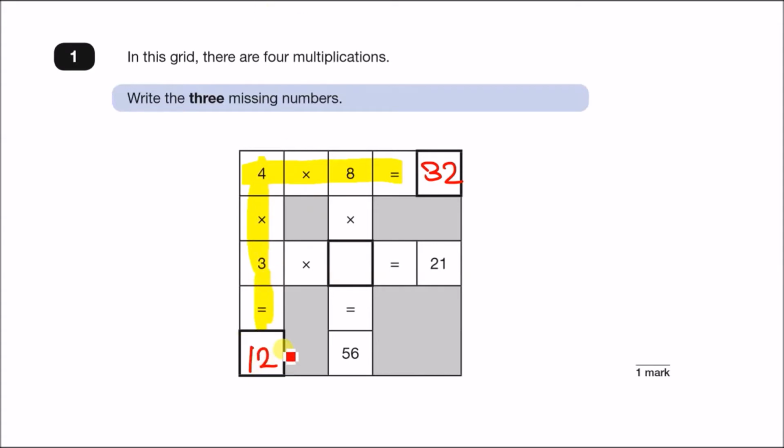All right. And lastly, we can go either 2 ways. We could do 3 times something is 21, or 8 times something 56. I'm going to go this way because I think this way is much easier. So we need to know that 3 times something is 21. And we ask ourselves, okay, so how many 3's are there in 21? Well, there's 7. And yes, 3 times 7 is 21.